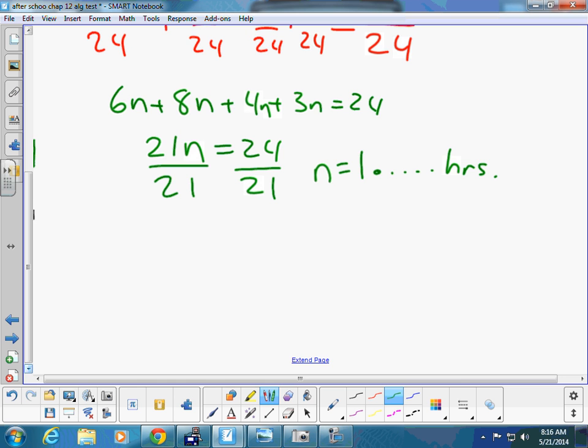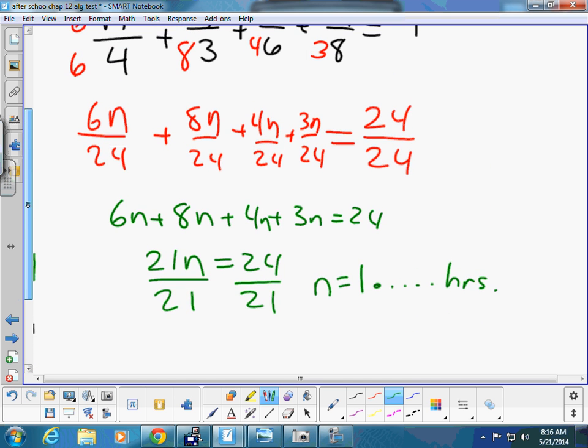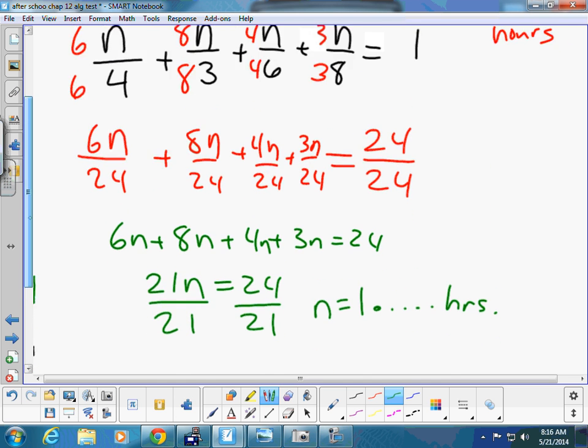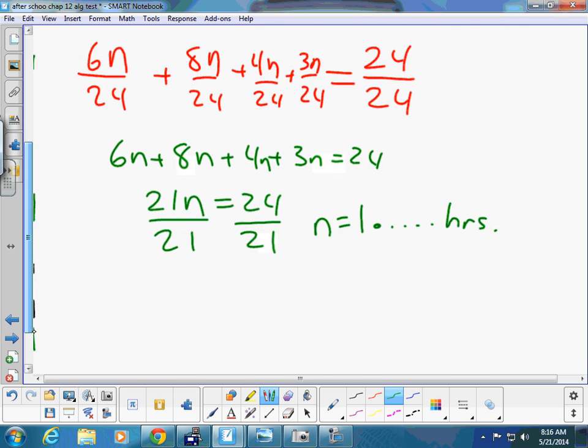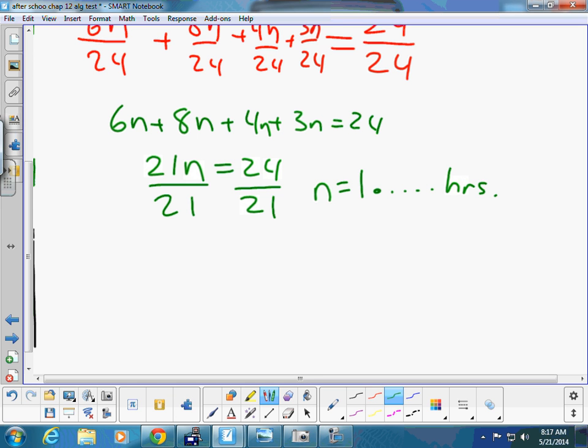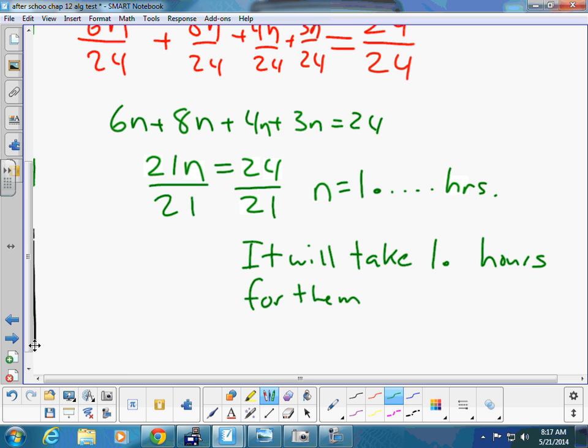And then you can go ahead and check it with the original equations up here, and that should equal 1. If you round it, it won't equal 1, but hopefully you won't have to round. And your final answer is written in a complete sentence. It will take 1 point blank hours for them to finish the job working together.